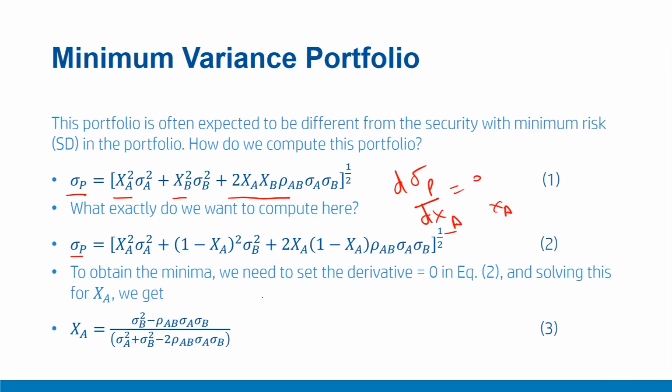Solving for xa, we'll get a simple expression like this, which is xa equal to sigma b square minus rho ab into sigma a into sigma b upon sigma a square plus sigma b square minus 2 times rho ab into sigma a into sigma b, where rho ab is the correlation between securities A and B, sigma a is the standard deviation of security A, and sigma b is the standard deviation of security B, which is given by equation 3 here.